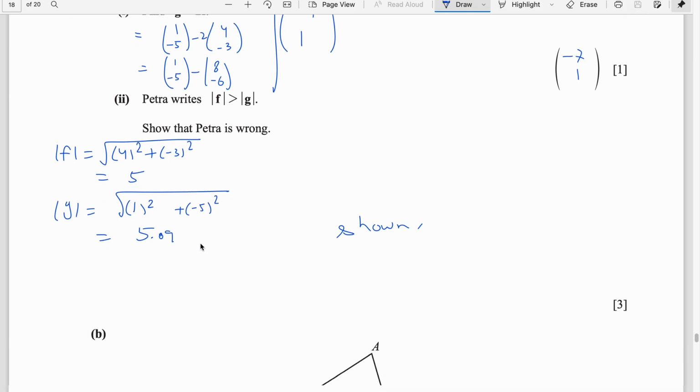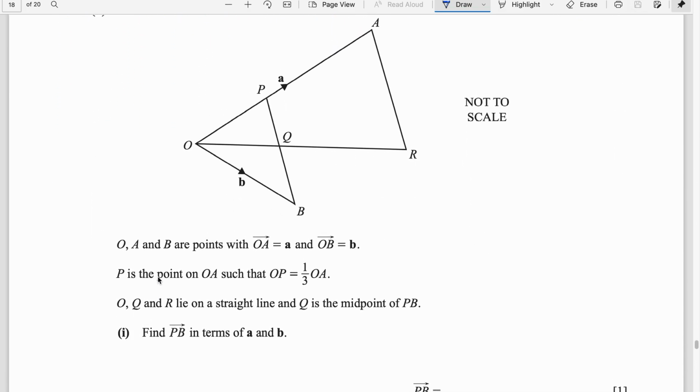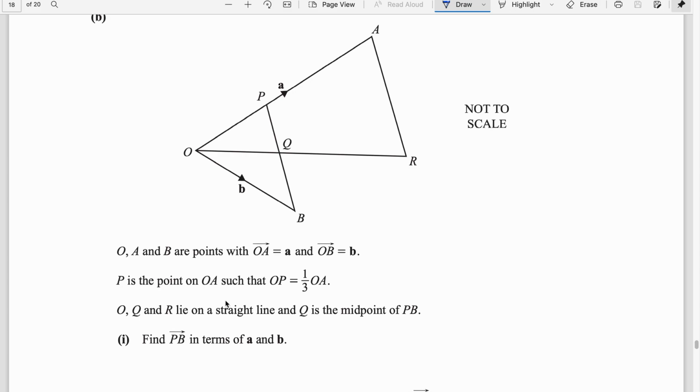Shown that Petra is wrong. B part. OA and B are points with OA equals A, OB is B. P is the point on OA such that OP is 1 by 3 of OA. So this is 1:2.